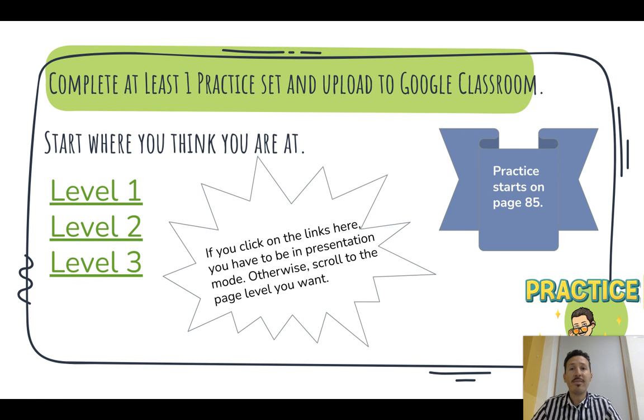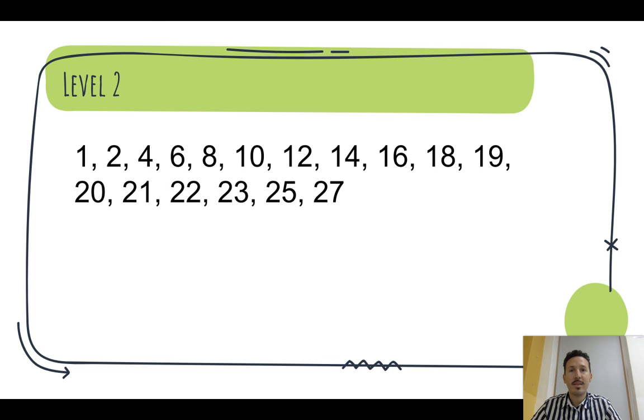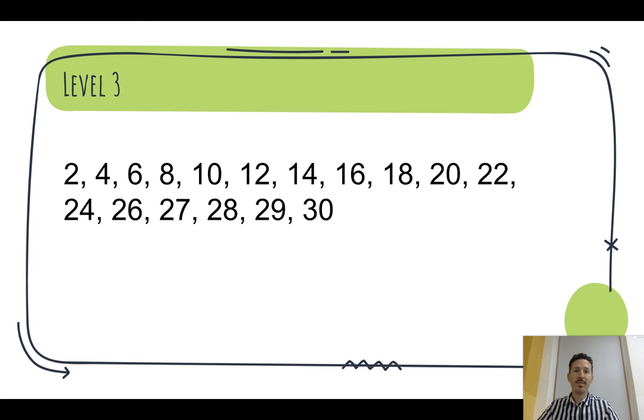You're going to start on page 85 with figuring out whichever level you're going to work through. Here's your level 1, your level 2, and your level 3. All right, see you in class.